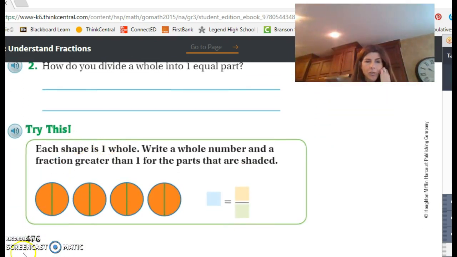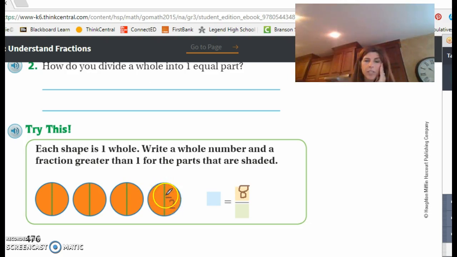Okay, try this. Each shape is 1 whole. Write a whole number and a fraction greater than 1 for the parts that are shaded. Let's do the fractions first, okay? How many parts are there? There's 1, 2, 3, 4, 5, 6, 7, 8. That's going to be, remember, our top. There are 8 equal parts. Each part, if we look at this, we would call it a half, right? 1 over 2.